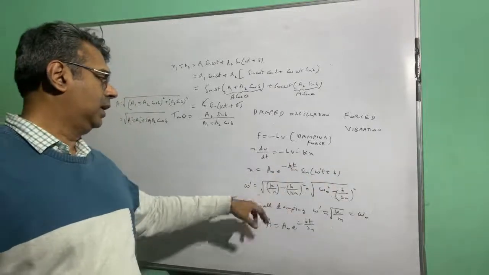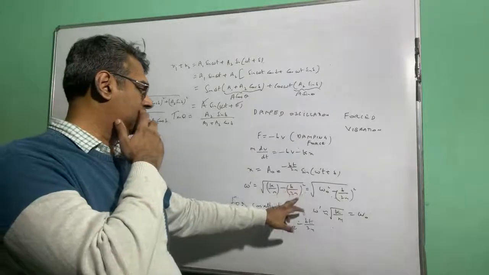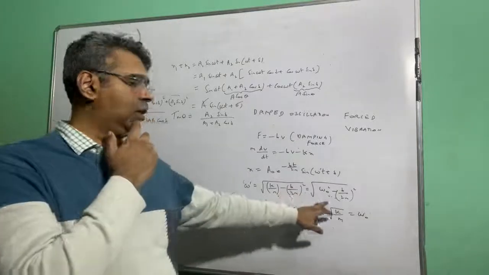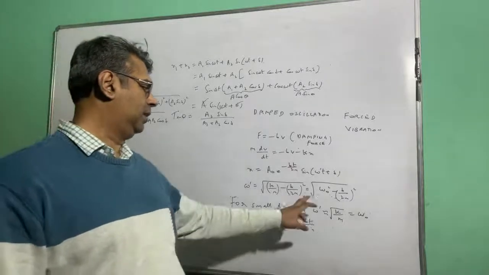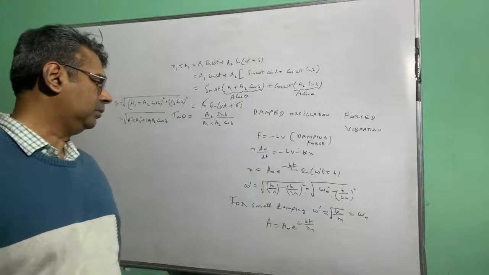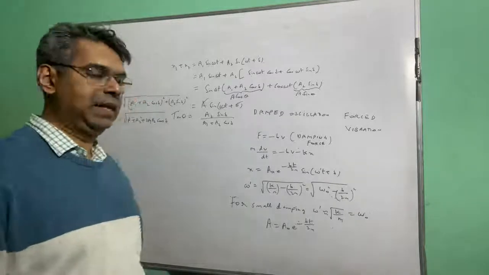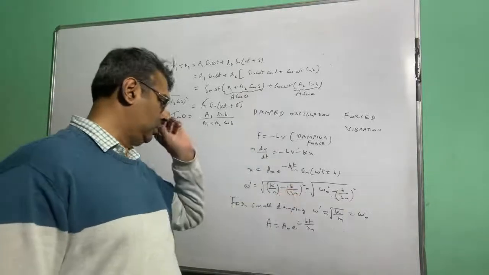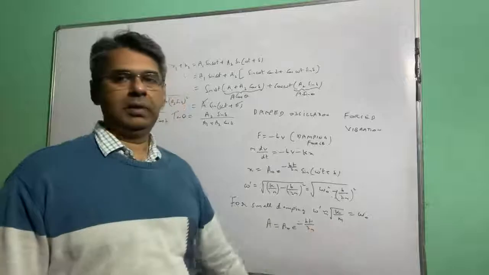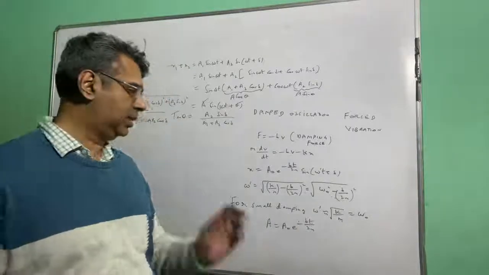Omega dash is again given by a very big formula, root over k by m minus b by 2m whole square, where k by m we all know is the natural angular frequency. So k by m we can write as omega 0 square. Now if the damping is very small, we can neglect b. Then omega dash and root over k by m will be almost the same. That means omega dash and omega 0 will be almost the same.